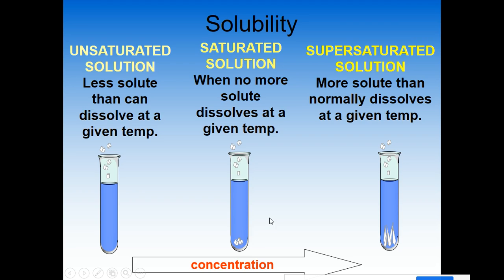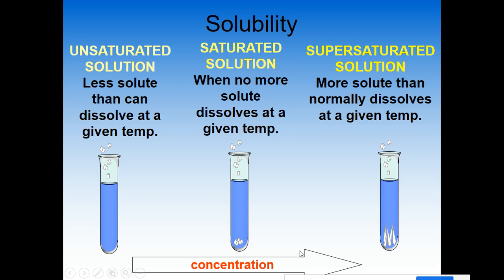If you were very patient, eventually, if you added enough sugar, you would get to the point where you have a saturated solution. This means that you cannot dissolve any more solute at a given temperature. So if you add more solute, and that's what's happening in this picture here, the solute you're adding is just going to fall to the bottom of the solution. It will not go in solution.